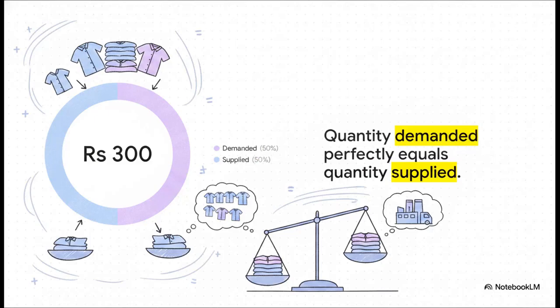To prove it, let's look at the data for this specific price point. At exactly 300 rupees, the quantity demanded by consumers perfectly equals the quantity supplied by the sellers. 45,000 shirts wanted, 45,000 shirts produced. There's no excess supply, so sellers don't need to offer any discounts. And there's no excess demand, so buyers don't have to outbid each other. The market has literally found its perfect resting pulse.